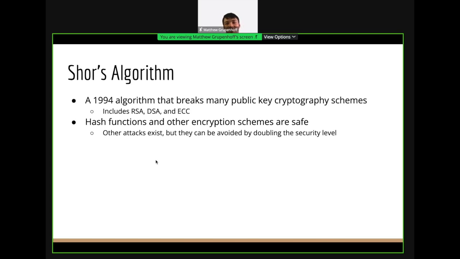So everything so far seems secure, but in 1994, Peter Shor came up with an algorithm for quantum computers, not classical computers, that breaks a lot of these public key cryptography schemes, such as RSA, DSA, and ECC, which are all very widely used. But the other things, like one key encryption or symmetric encryption, are still safe, and hash functions are still safe from this. And while there are attacks in theory for this, those are really easy to fix by just doubling the length of your key or the length of the hash, and then it'll be safe again.